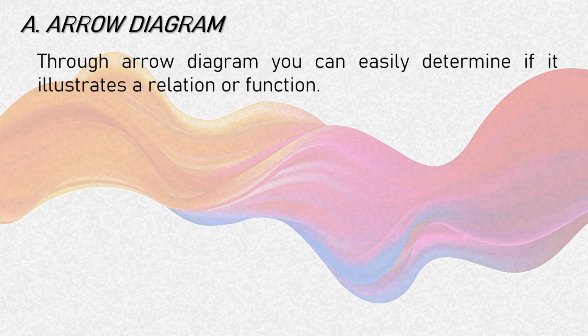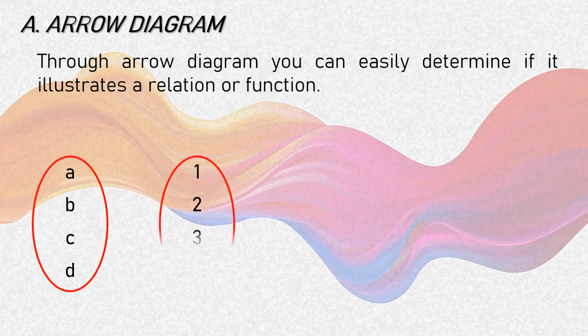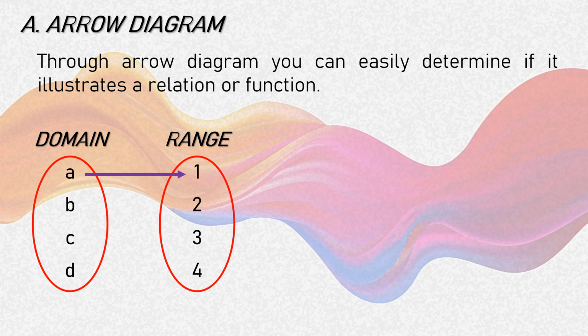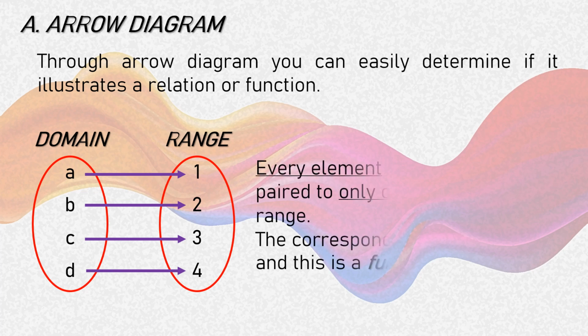Okay, ang unang paraan para malaman natin ang relation or function ng domain and range or the variables x and y is the arrow diagram. Through arrow diagram, you can easily determine if it illustrates a relation or function. So for example, we have the domain A, B, C, D and range 1, 2, 3, 4. A corresponds to 1, B corresponds to 2, C corresponds to 3, and D corresponds to 4.